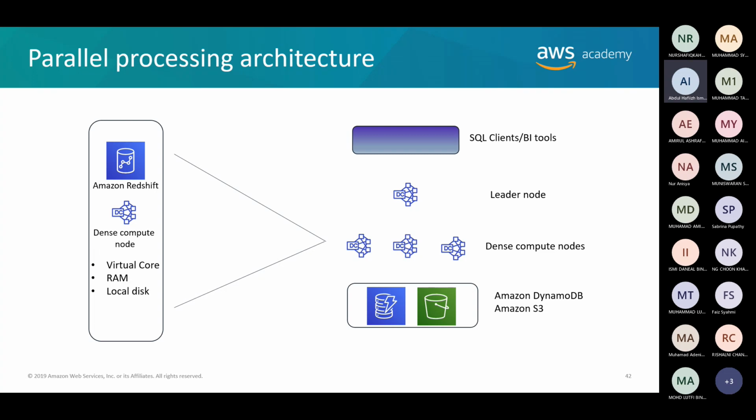Like other AWS services, you only pay for what you use. You can get started for as little as 25 cents per hour, and at scale, Amazon Redshift can deliver storage and processing for approximately $1,000 per terabyte per year. And the Amazon Redshift Spectrum feature enables you to run queries against exabytes of data directly in Amazon S3.